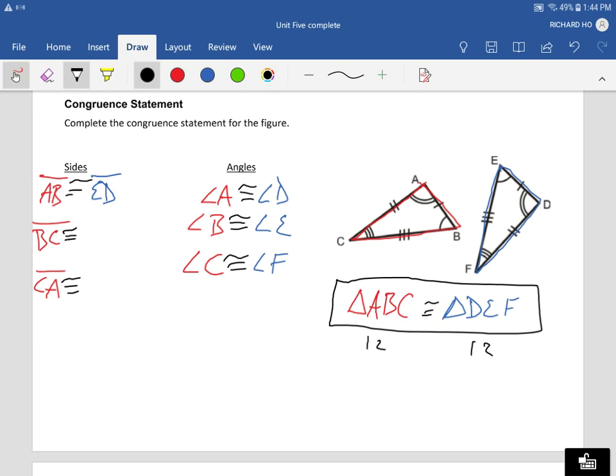So when you're doing congruent statements, BC matches up with EF. And then CA matches up with FD.